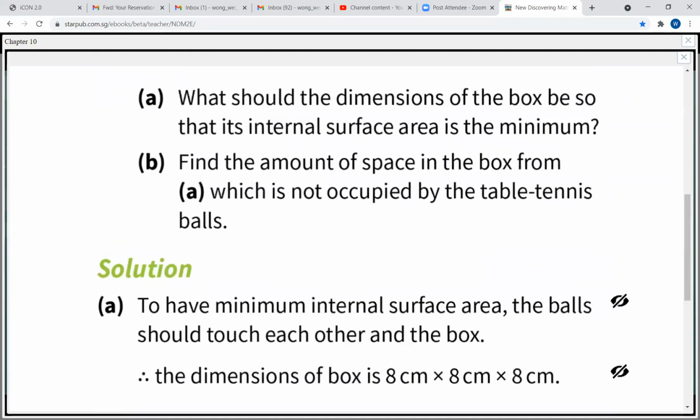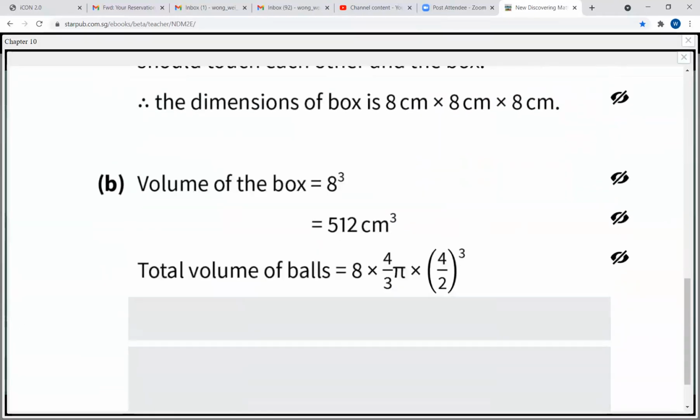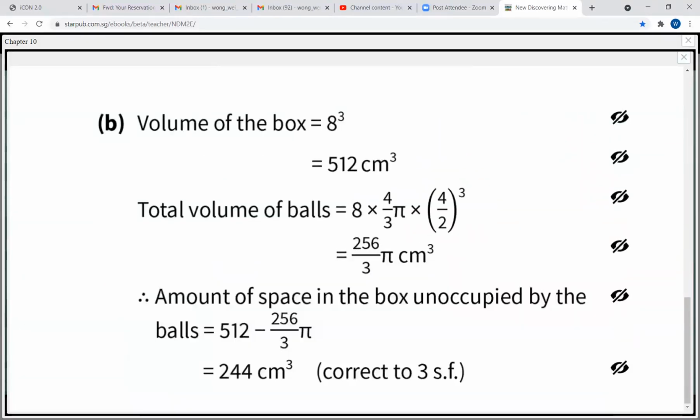So next one, find the amount of space in the box, which is part B, not occupied by the table tennis balls. So we see very clearly that when you put them inside, there will be empty space. So the empty space must be volume of the box minus volume of the 8 ping pong balls. Volume of the box, simple, 8 times 8 times 8. Volume of the ping pong balls, very simple. 8 times volume of 1 ball. 1 ball has a volume of 4/3 pi r cube. Radius is just 4 divided by 2. So volume of the balls will be 8 times 4/3 pi r cube. Can answer, or space minus answer. Go for 4.